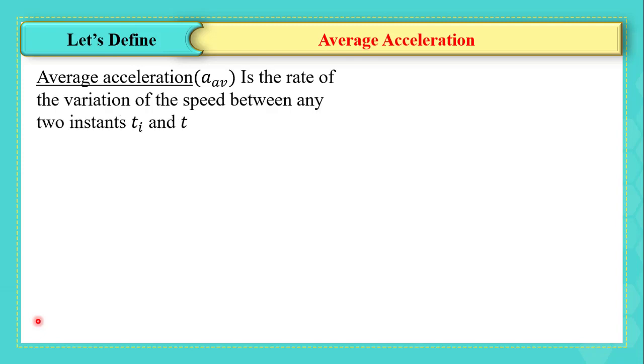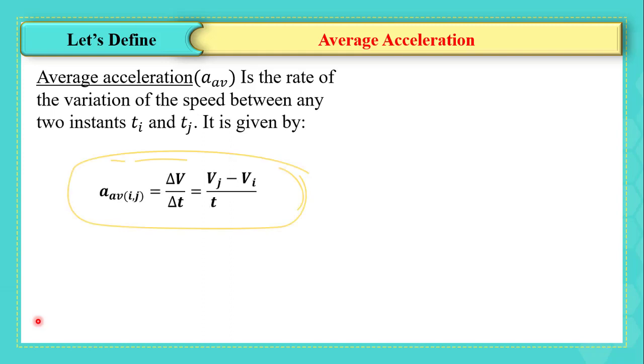Average acceleration is the rate of the variation of the speed between any two instants ti and tj. It is given by a average between i and j is equal to delta v divided by delta t, which is equal to Vj minus Vi divided by tj minus ti.